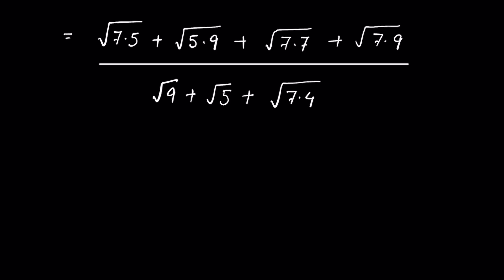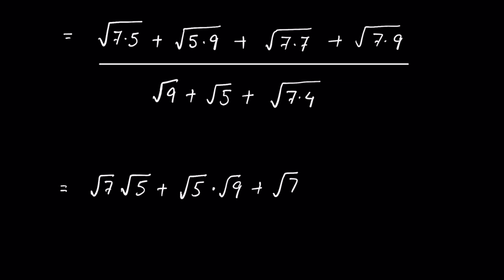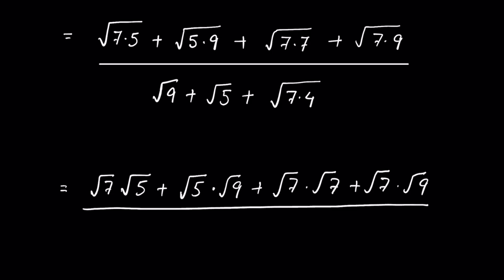Now when a times b is under square root, we can write it as square root of a times square root of b. Therefore, here we can write square root of 7 times square root of 5 plus square root of 5 times square root of 9 plus square root of 7 times square root of 7 plus square root of 7 times square root of 9 upon square root of 9 plus square root of 5 plus square root of 7 times square root of 4.